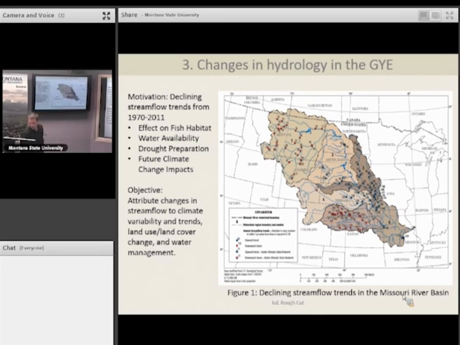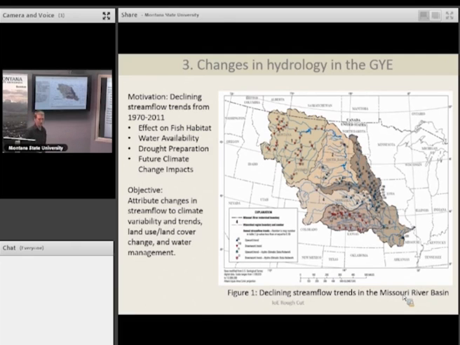And the big thing is no one really knows why this is happening. But it's important because it has big effects on fish habitat, water availability, and drought preparation as droughts become more frequent and severe in the future, and future climate change impacts will also have an effect on that. And so our objective was to attribute changes in streamflow to climate variability and trends, land use cover change, and water management by developing a stream routing model to pair with the LPJ-GUESS model.